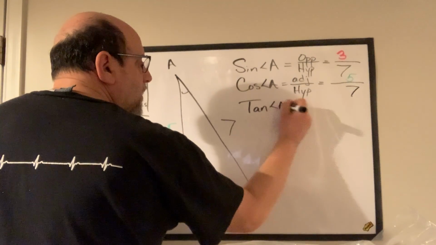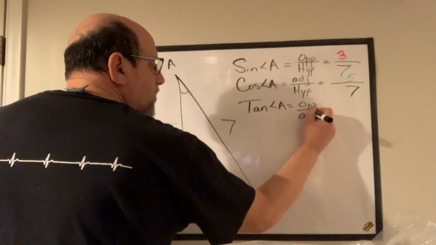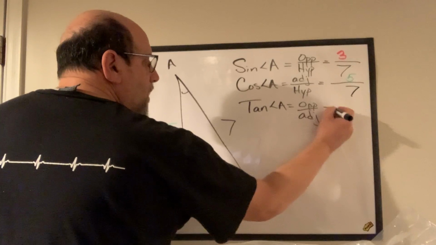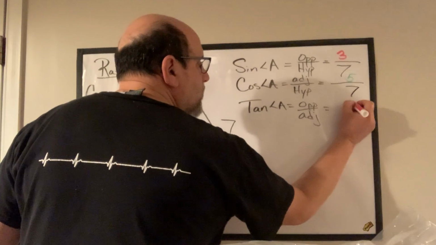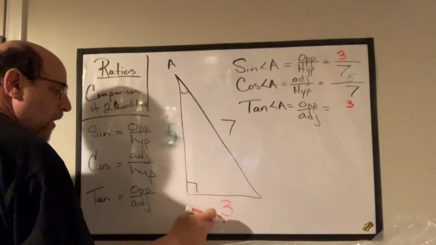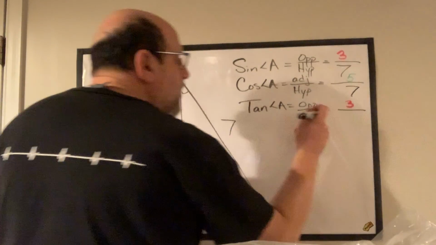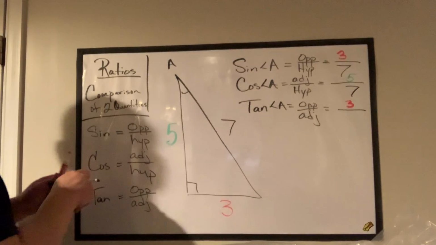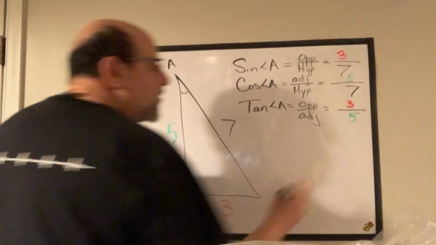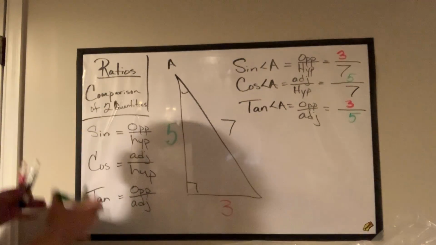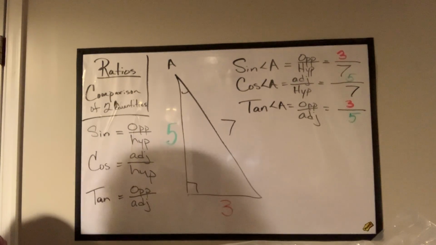And last but certainly not least, tangent of angle A is comparing the opposite to the adjacent. And we know, because we did it before, that the length of the opposite side was 3. Remember, opposite from angle A is 3. And then the adjacent side, right next to that angle, is 5. So that's what we have, and that's going back in time and really solidifying our trigonometric ratios.